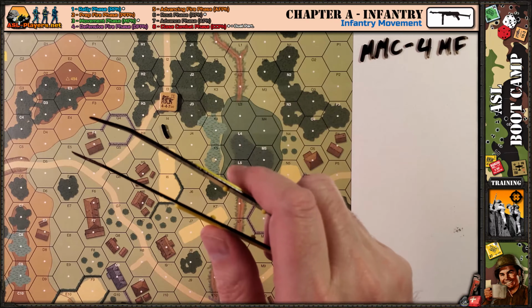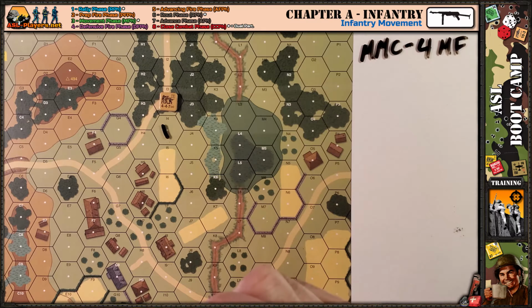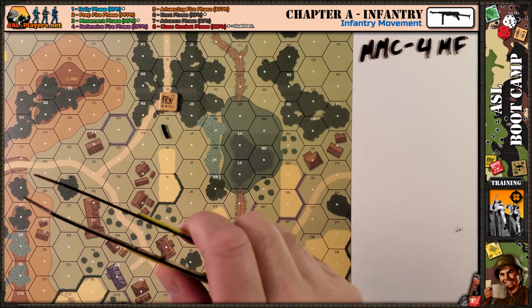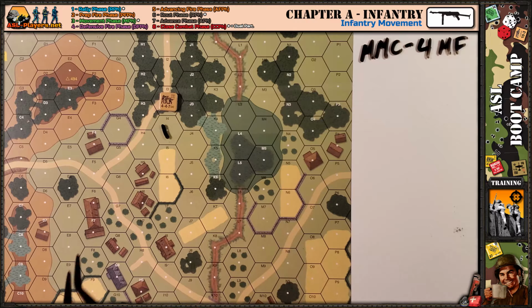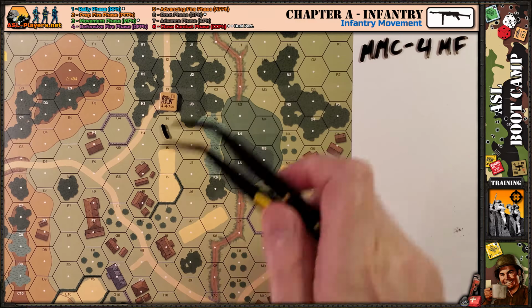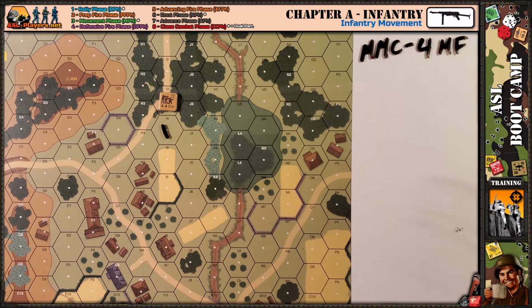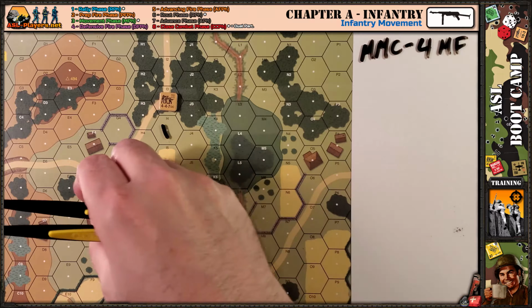Infantry can move any direction through any terrain, well, almost any terrain. There's some terrain that's impassable. They can move any direction at any time if the terrain allows it, up to the maximum of their movement factors. Okay, let me put another unit on here. Let's put them here.